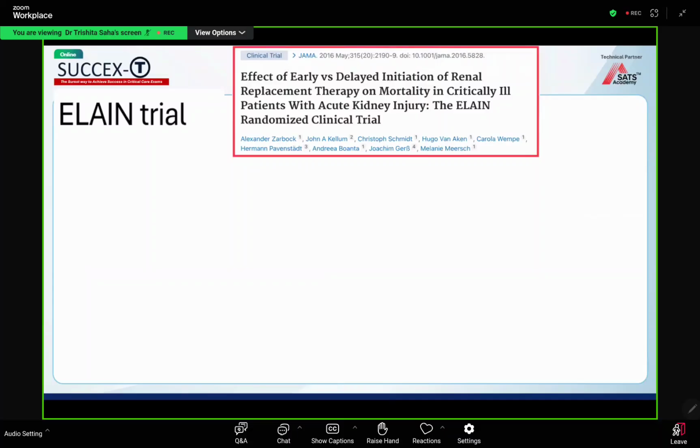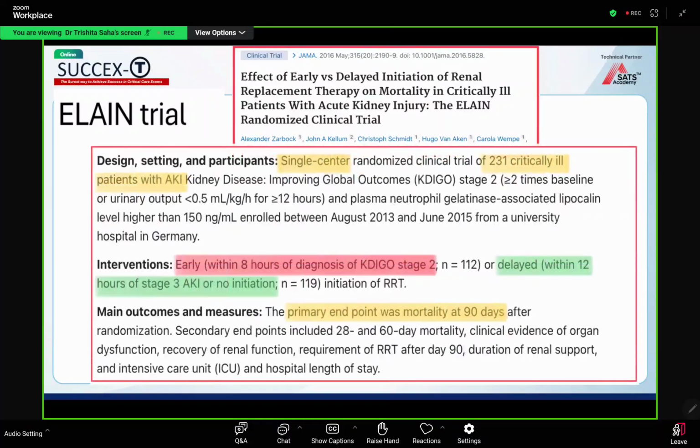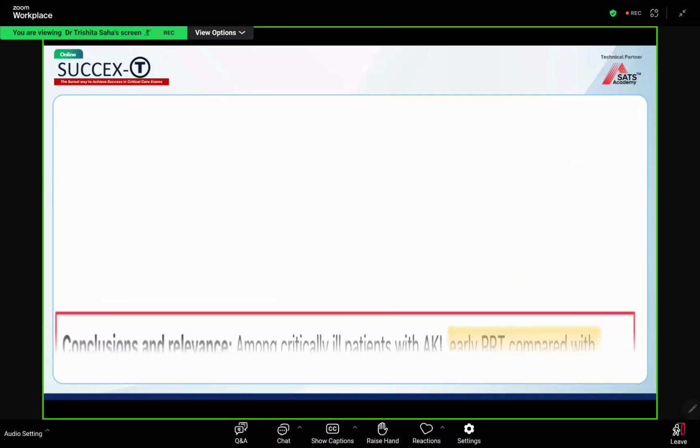Now we come to the ELAN trial, which is one of the positive trials. But the negative part is it is a single center randomized clinical trial. The intervention: early was started within 8 hours of diagnosis of KDIGO stage 2, and delayed was within 12 hours of stage 3 of AKI. There was initiation of RRT. The primary endpoint was mortality at 90 days after randomization.